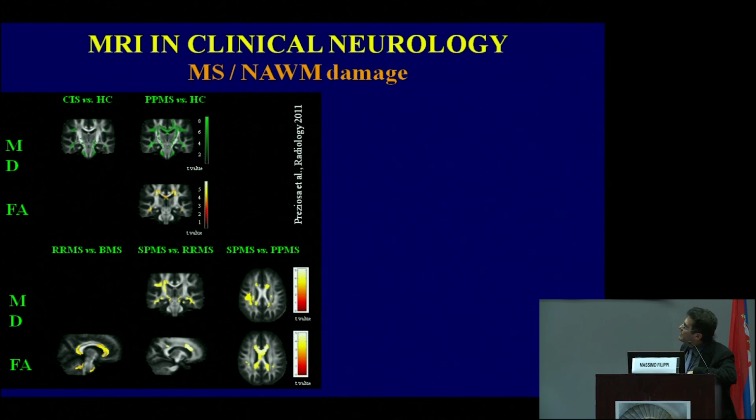You can see that whatever is the onset of the disease, so as CIS or primary progressive, you do have already corticospinal tract damage. And then when the disease moves on to the progressive forms, you have additional damage, including significantly the corpus callosum and several other frontoparietal areas that might be the substrate of cognitive impairment, which is seen in many patients with the progressive form of the disease.